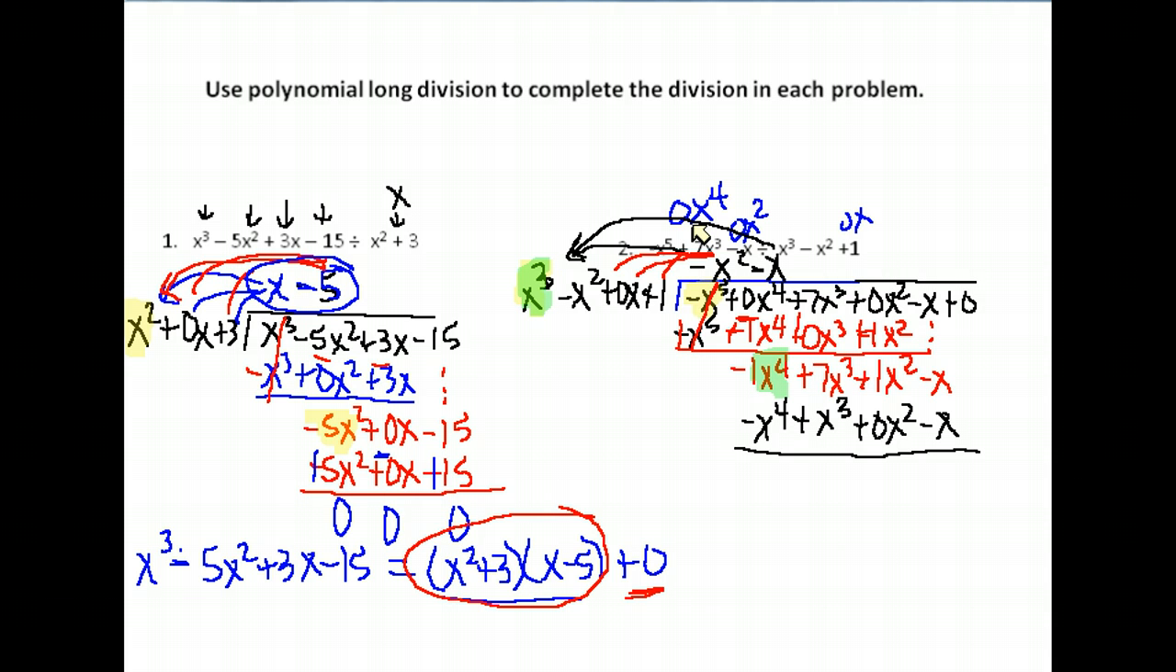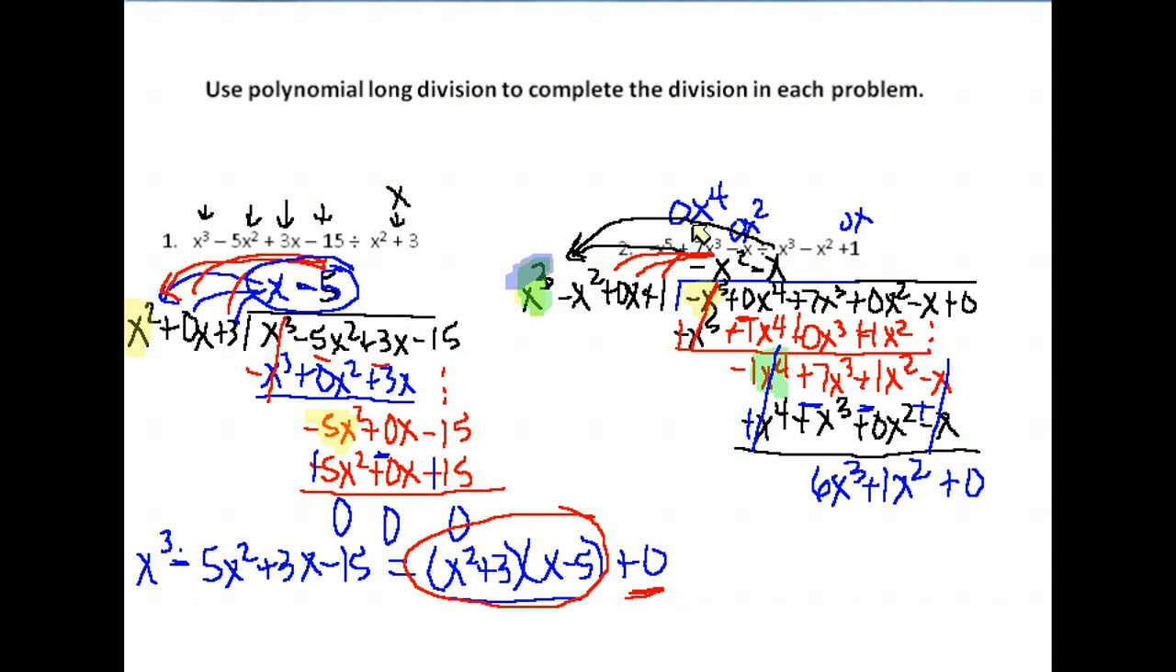Draw the line, change your sign. Positive, negative, negative, positive now. My x to the fourth cancel as they should. I get 7x to the third minus an x to the third is 6x to the third. A 1x squared and a 0x squared is just a 1x squared. And a negative x and positive x cancel, and I have no x's left. Bring down my last term, which was a plus 0. And here is my last time doing this.